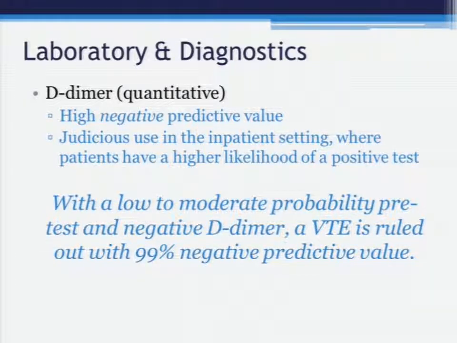because the judicious use of it has a very low likelihood of missing a VTE. So you assign your patient a probability score. If they have a low or moderate probability score, a D-dimer is a reasonable option. And if it's negative, with a 99% negative predictive value, you've ruled out an underlying VTE.